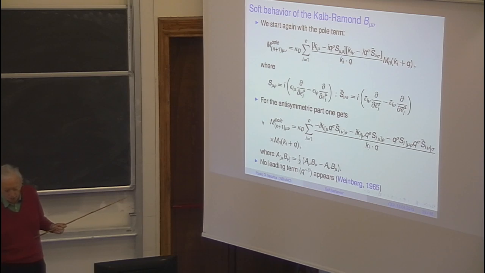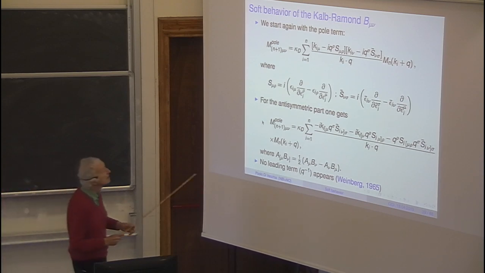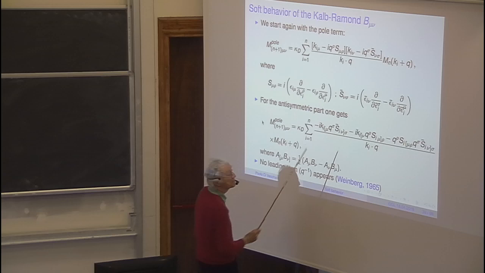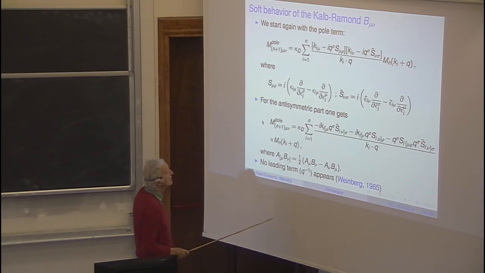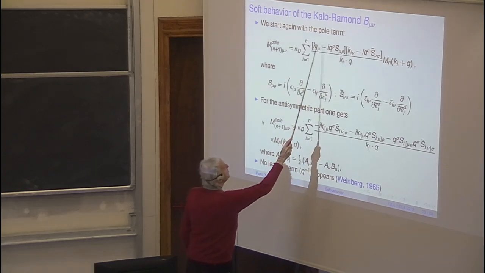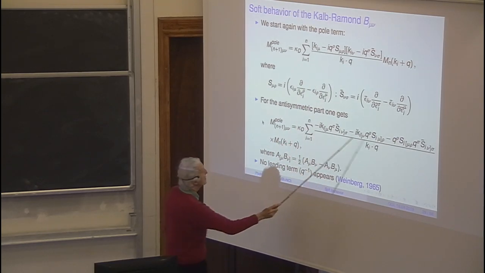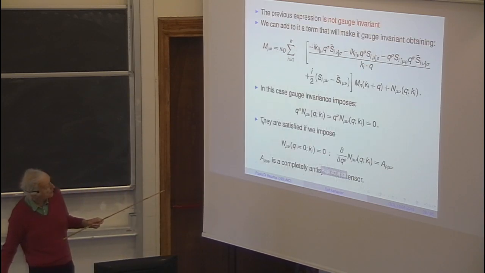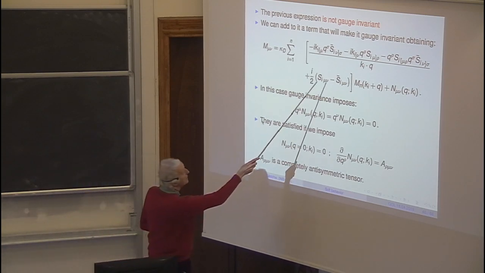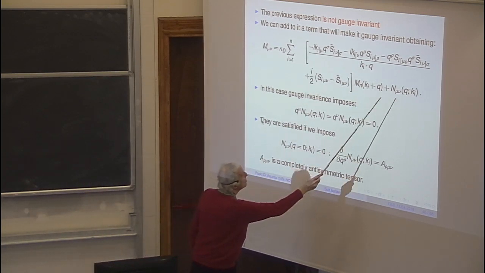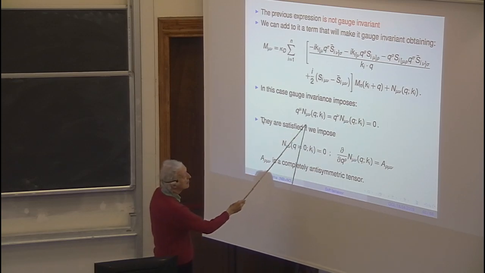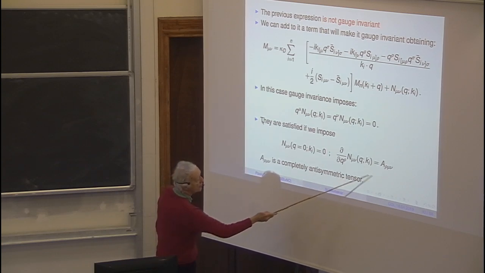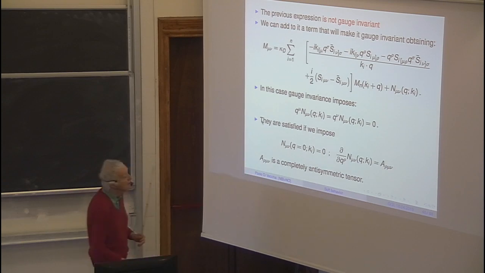So if you look at the Kalb-Ramond field, then you get again the pole term, and now you have to treat this differently from this, not to have a symmetric object. And the leading term is symmetric, so it doesn't contribute. So you get these three terms. And this piece is not gauge invariant, but you can make it gauge invariant by adding this. And in general, you could add this, but then the gauge invariance condition fixes the n mu nu to be 0, and this has to be a completely antisymmetric tensor.